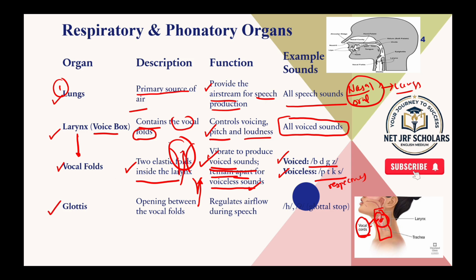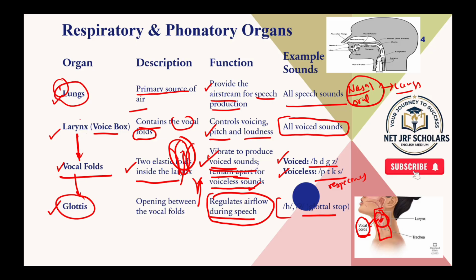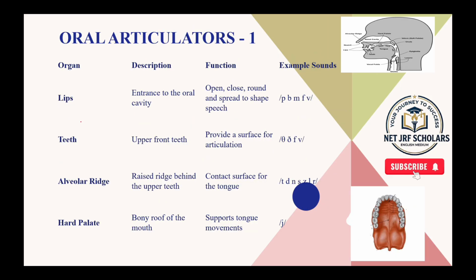Next, glottis. It refers to the opening between the vocal folds. It regulates airflow during speech, such as in glottal stops. There is nothing to worry about, but you need to know the vocal folds are very important. The larynx consists of the vocal folds, and the gap between the vocal folds is called the glottis. The lungs are the primary source of the air.